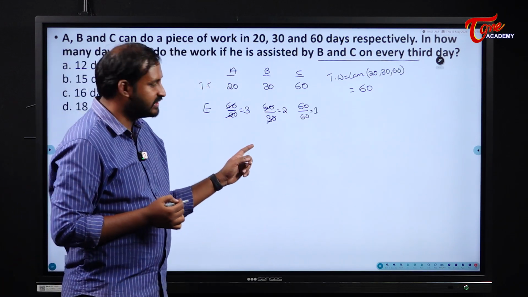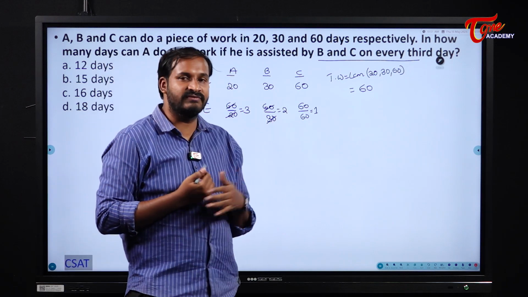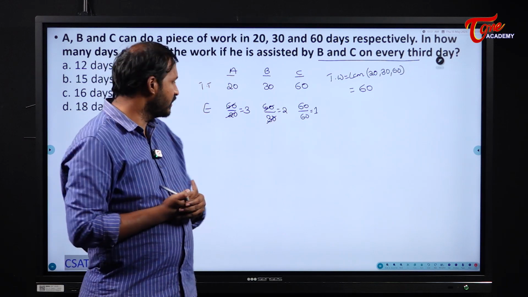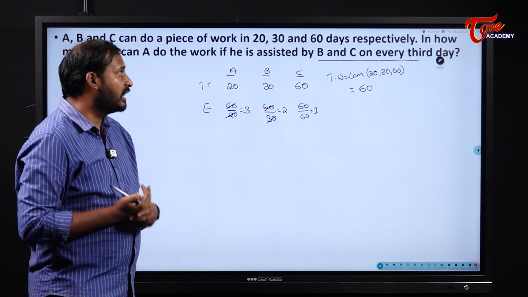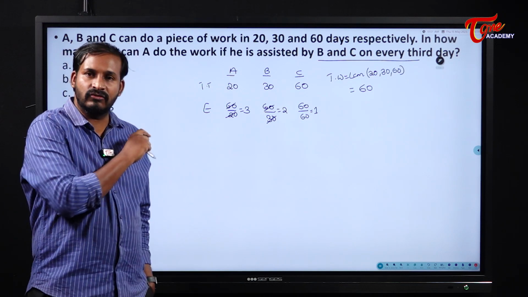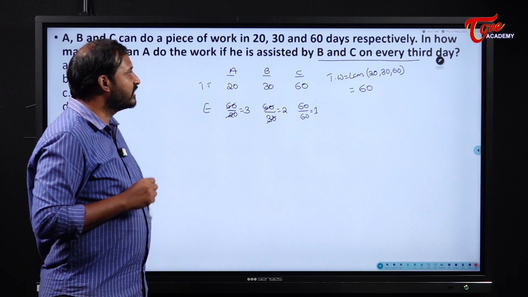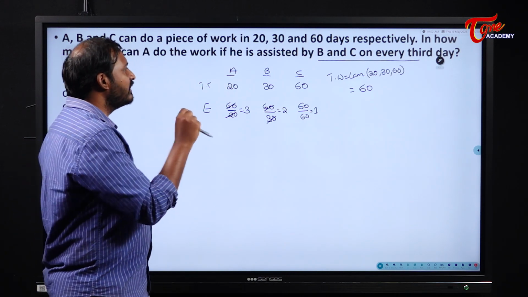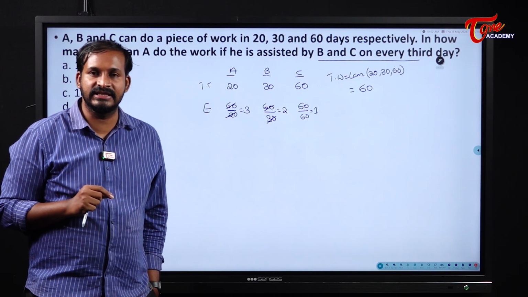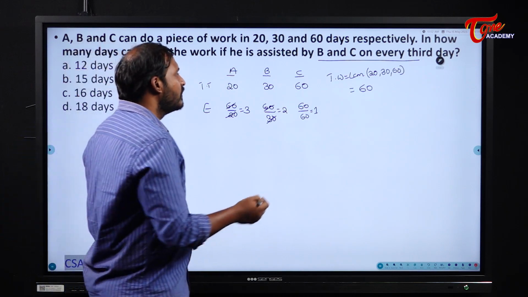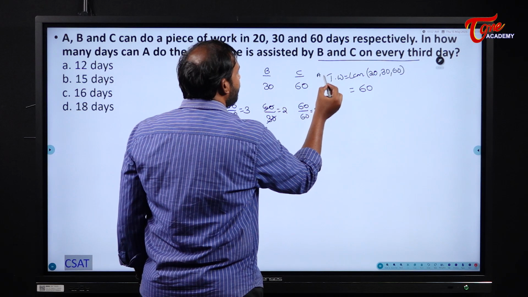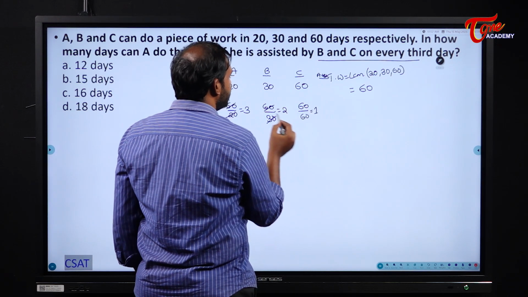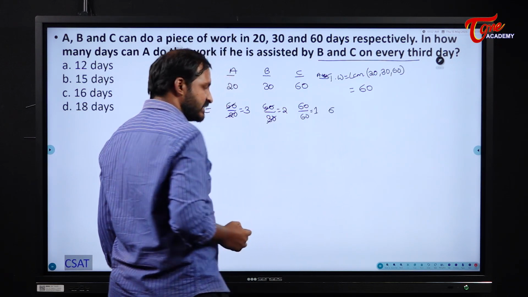Now A's efficiency is 3, B's efficiency is 2 and C's efficiency is 1. Okay, good, everything is done. Now what is the condition? Are they working throughout together? No. Actually, who is working? A is working. But on every third day, who is assisting him? That means B and C. Now, first of all, write down the combined efficiency of A, B and C together. What is their combined efficiency? 6.